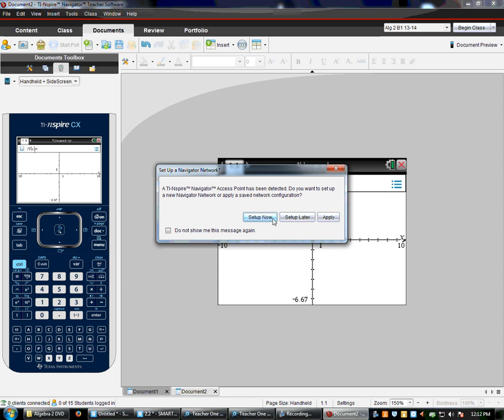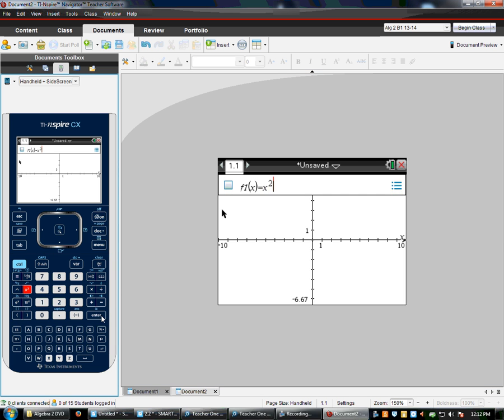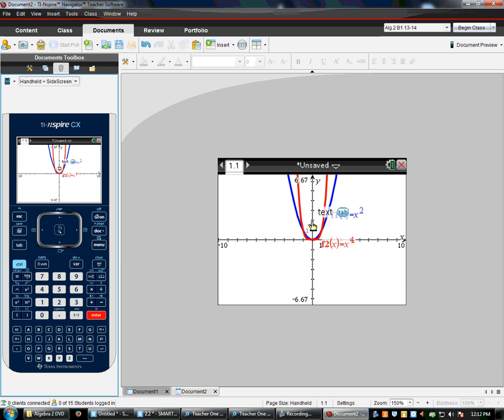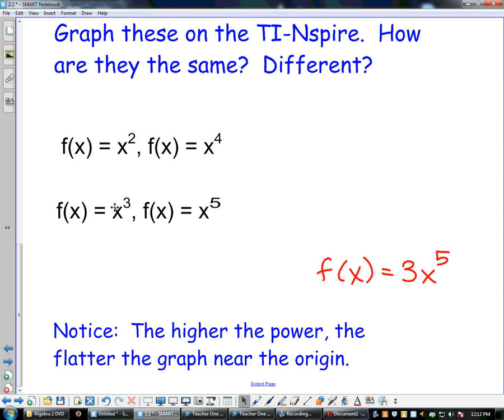Okay. All right. So when you graph these, x squared, here's the graph, and if I do x to the 4th, so here's x to the 4th. It is flatter at the bottom, but it rises more steeply. All right, that's how I would define it here. What about x to the 3rd and x to the 5th? Try those on a different page.